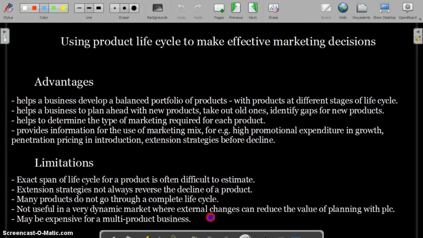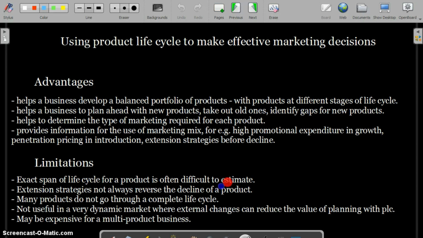It is not useful in a very dynamic market where external changes can reduce the value of planning with PLC. So if you have planned that my product can be like this, if I invest more in promotion I could get that. No, because competitors can arise there. If there are more competitors, there's instability, as in the government is not stable, there's a constant change in income groups, and average income is always fluctuating. So these are some factors that can limit the use of PLC.